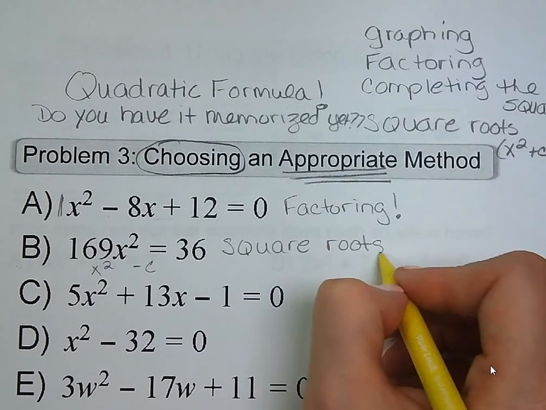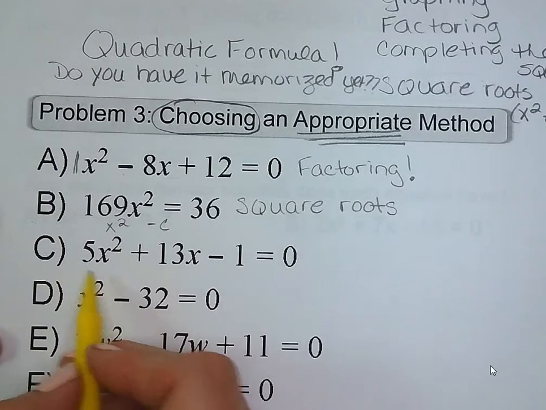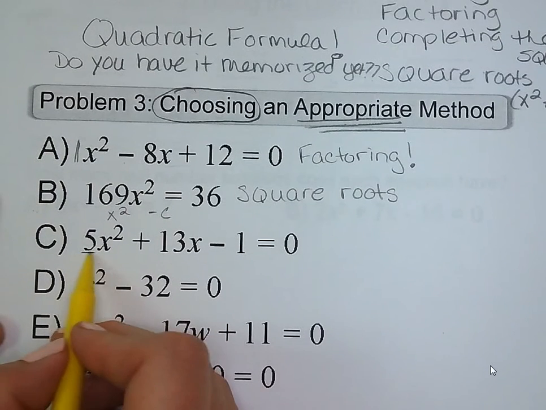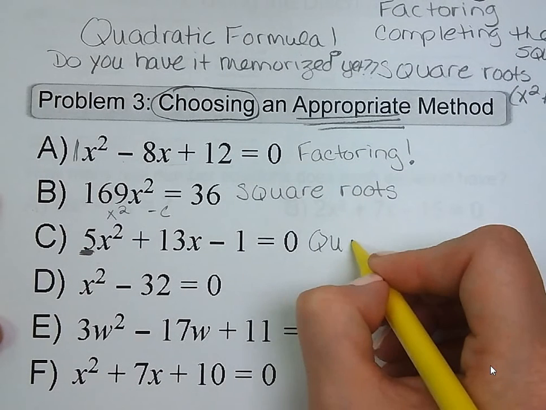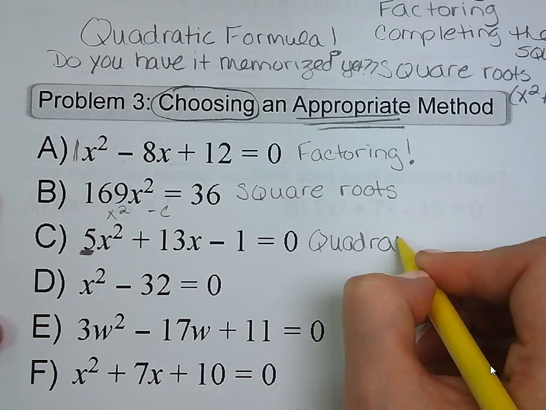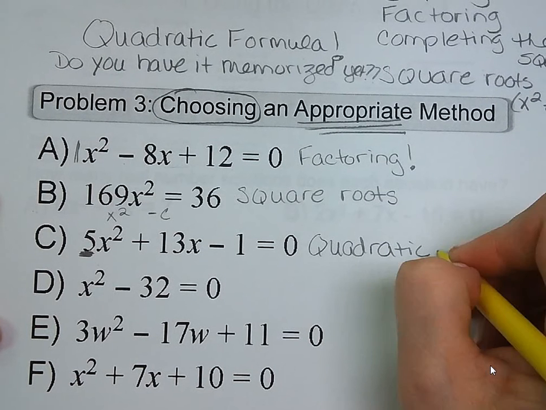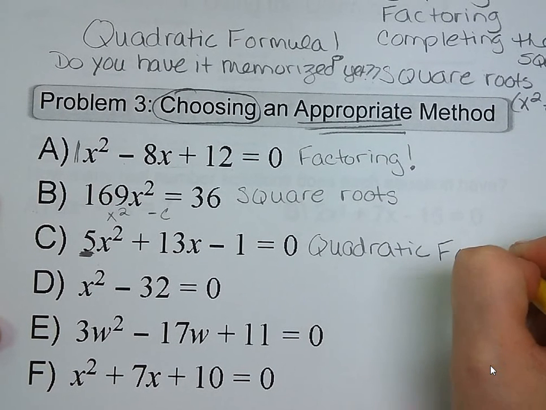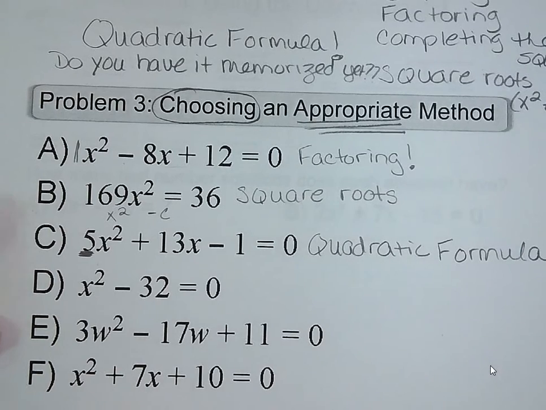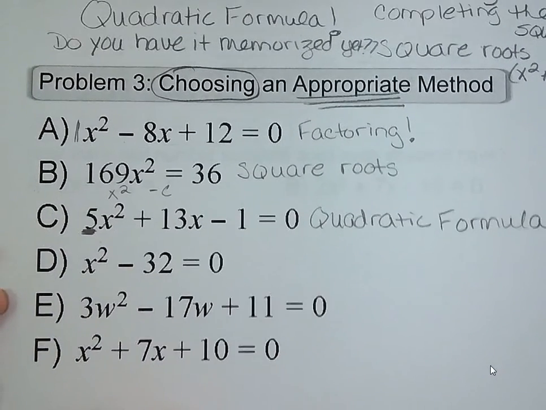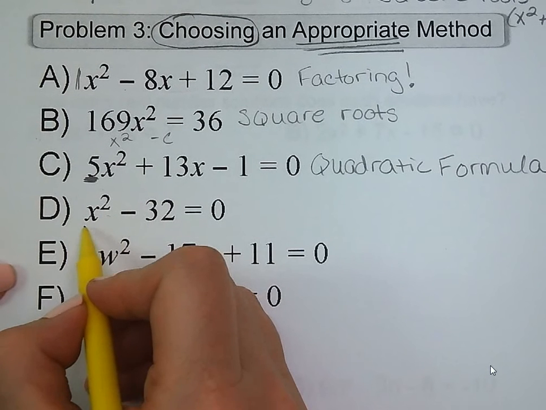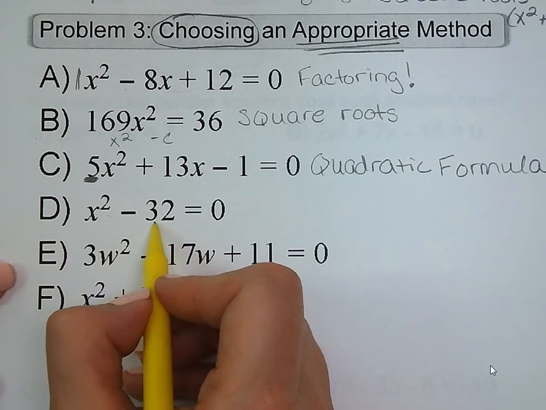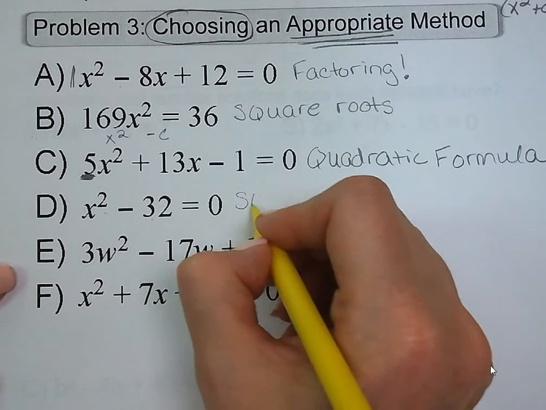Letter C, 5x squared minus 13x minus 1. Yeah, we're going to use the quadratic formula for that. What is the quadratic formula? The opposite of b plus or minus b squared minus 4ac all over 2a. Letter D, I have an x squared term and I have a constant. I'm going to use the square root method to solve that one.